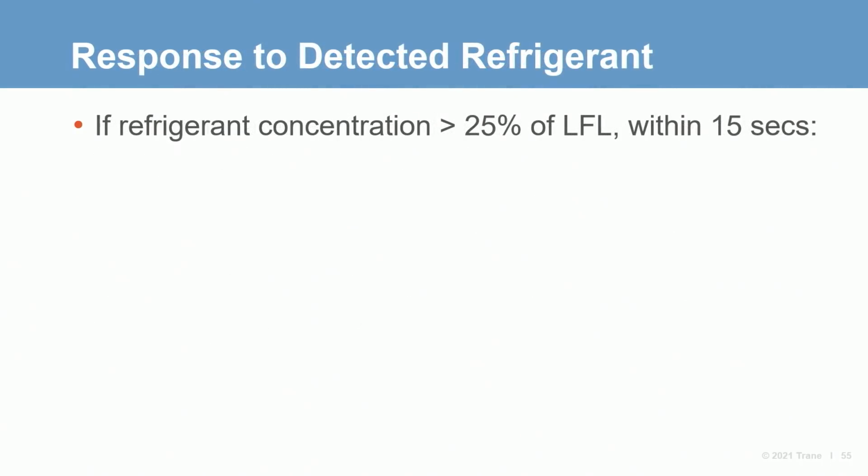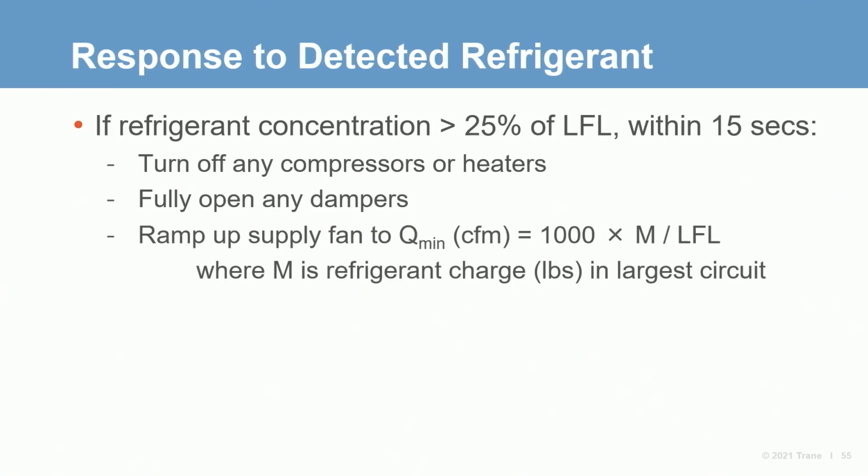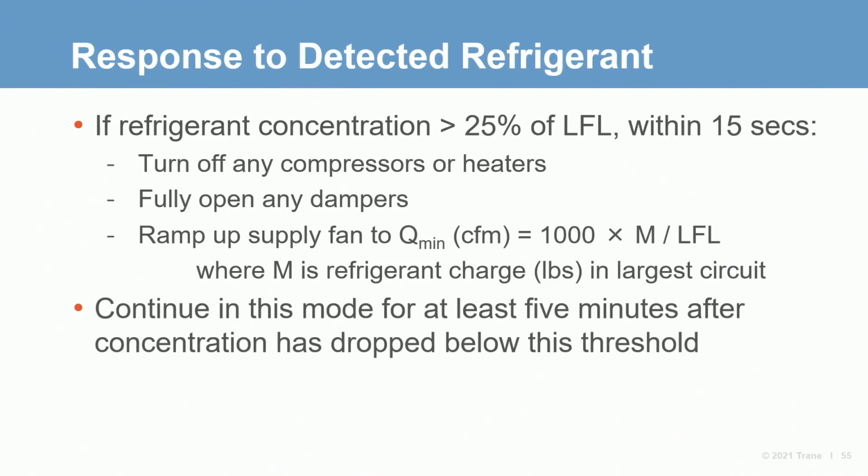If the refrigerant detector measures a concentration greater than 25% of the LFL, the system must quickly turn off any compressors or heaters and open all dampers. It then ramps up the supply fan to the minimum airflow as prescribed in the standard. It then must remain in this mode for at least 5 minutes after the refrigerant concentration has dropped below the 25% threshold.